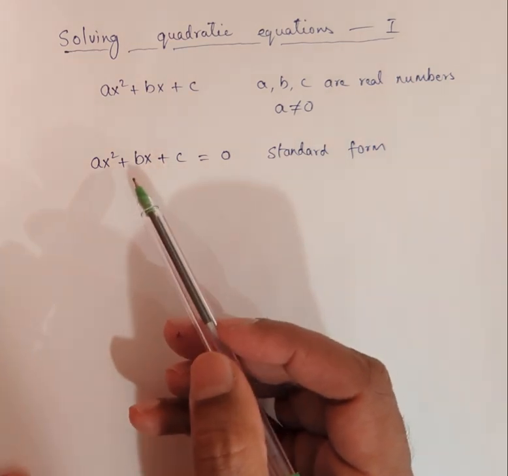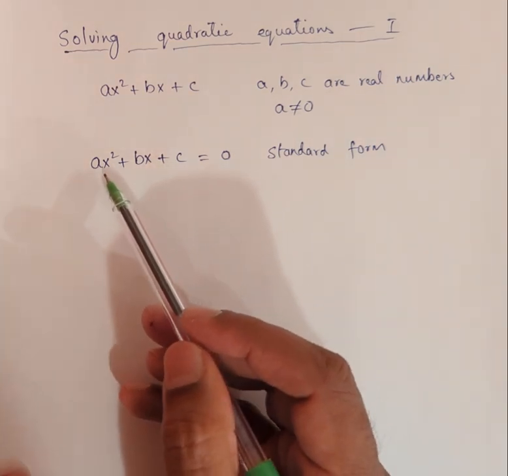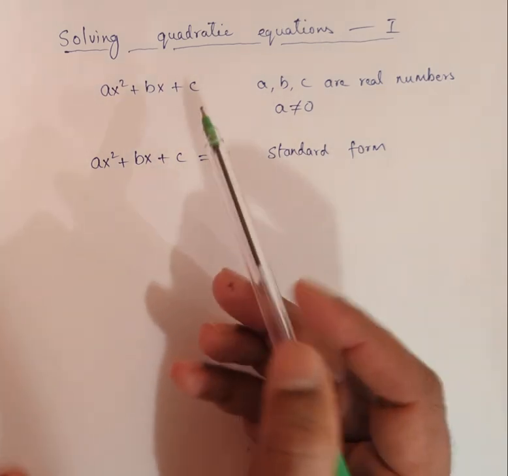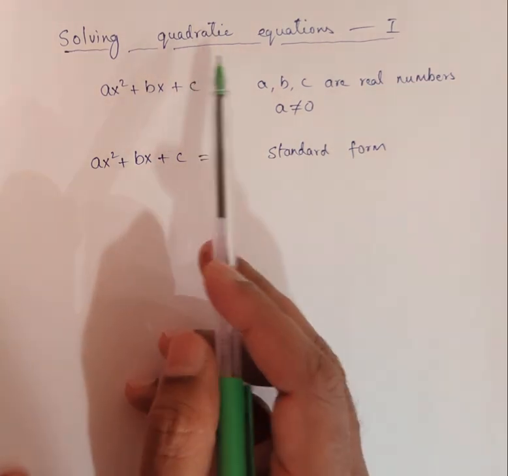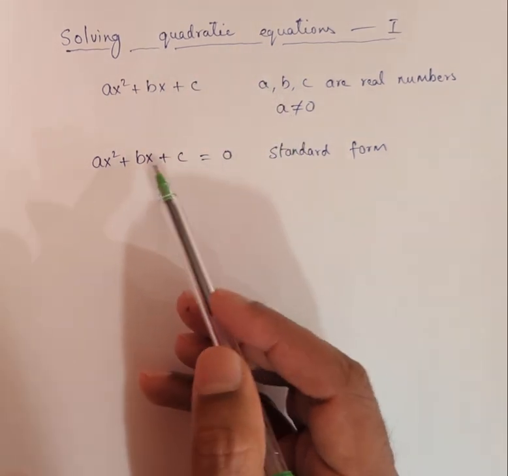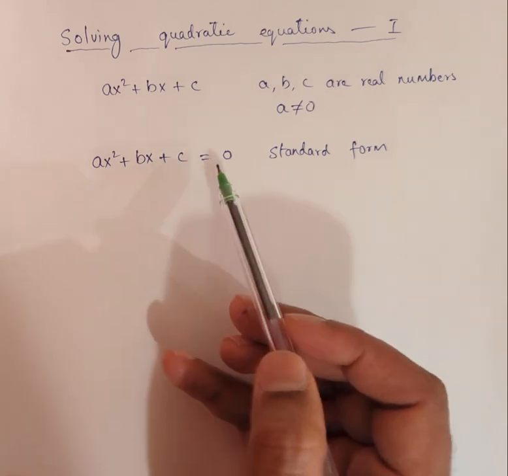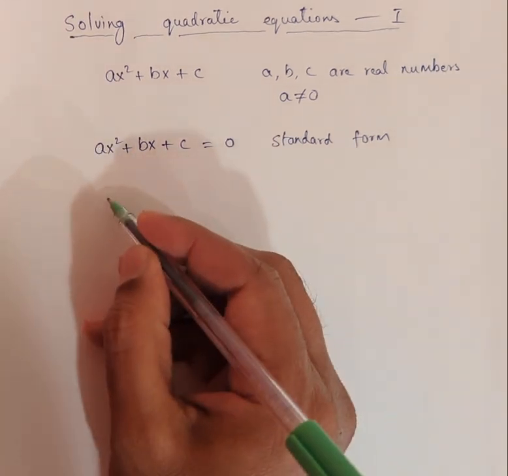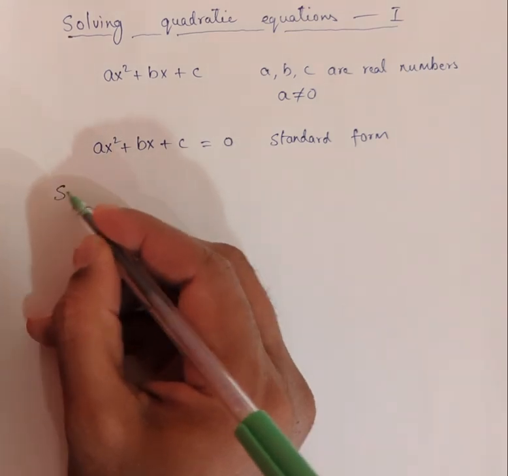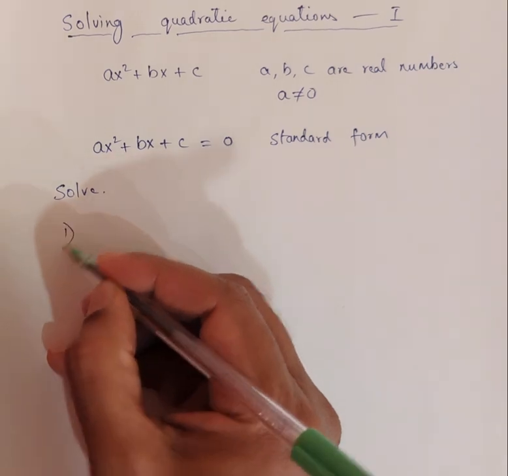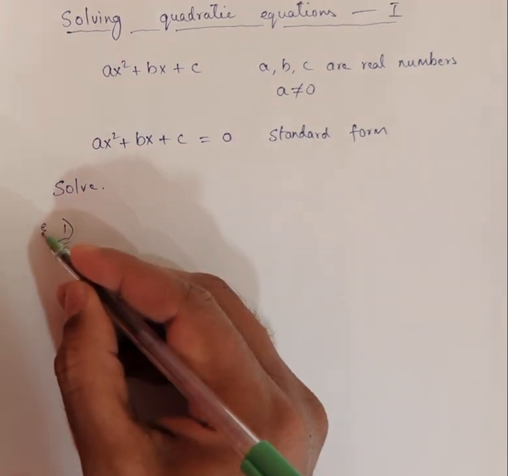Now we will talk about how to solve a general quadratic equation a little later. Today, in this video, we'll look at the simplest of all cases. I can have b and c both equal to 0, and let me take a equal to 1. So let's start with a simple example. Example 1.